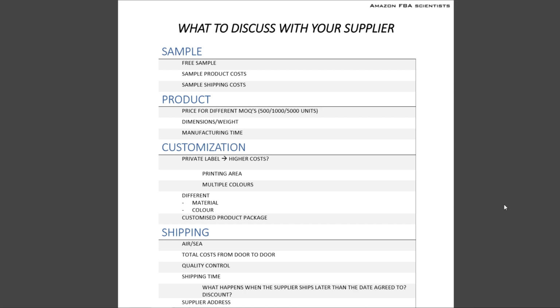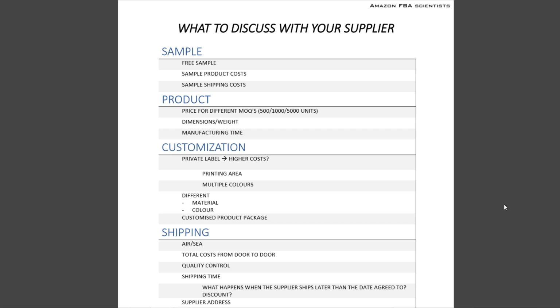Hey guys, today we'll be going over a list of everything you need to discuss with your supplier. So let's assume that you've found your product and you've chosen your supplier already. So now what do you need to discuss with them? Some of these things might be very obvious to you, but some might not. And some of these can lead to unexpected costs if you don't talk about these with your supplier.